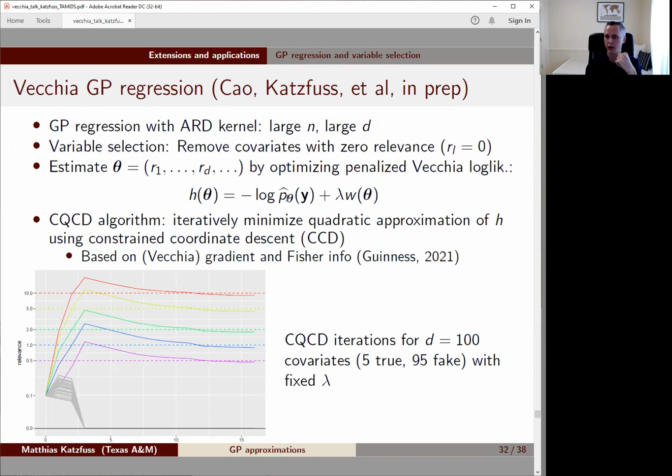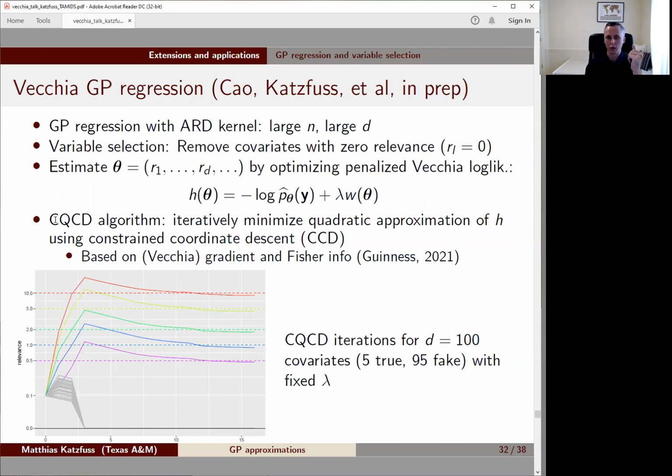Now I've put a theta here in the subscript because this, of course, does depend on what the relevances are. Essentially, the relevance is determined at the kernel, and then the kernel determines this density here. We take the negative log of that, and then we're adding lambda times some penalty term for theta. I won't go into the details of what this penalty is, but it's basically penalizing relevances that are non-zero and potentially large. And it's penalizing it more the larger lambda is.